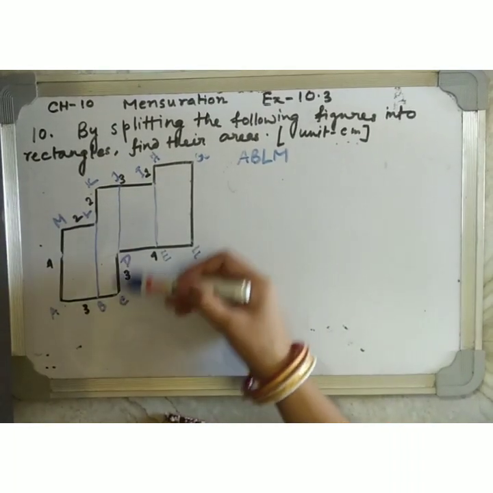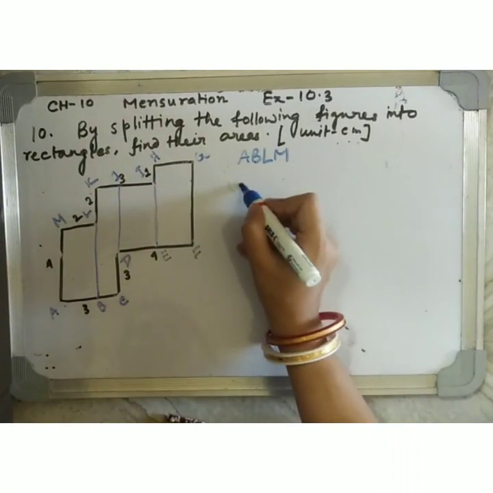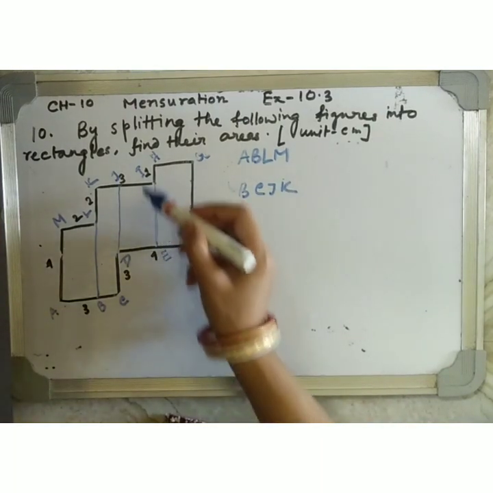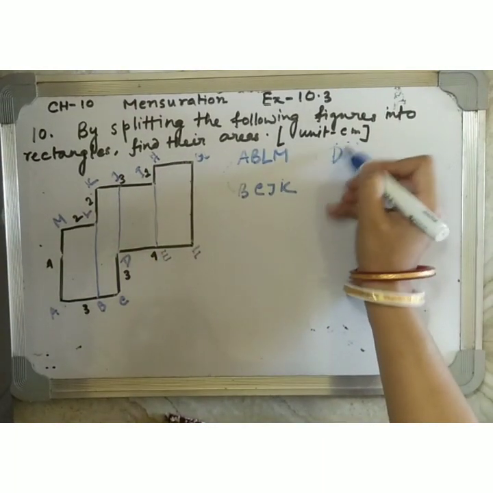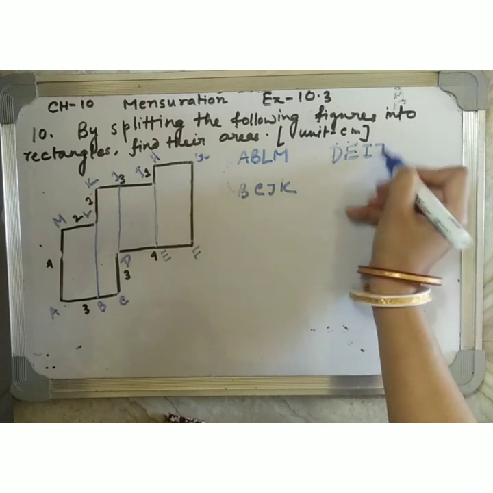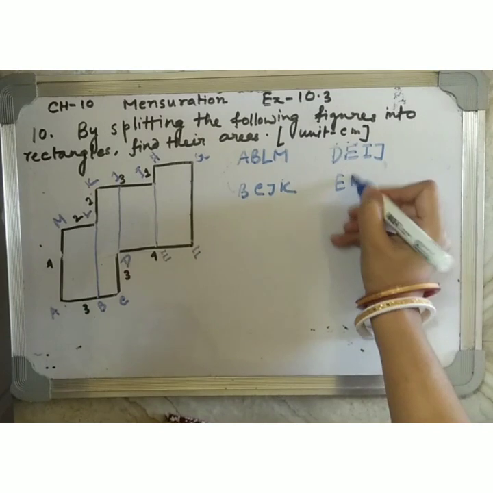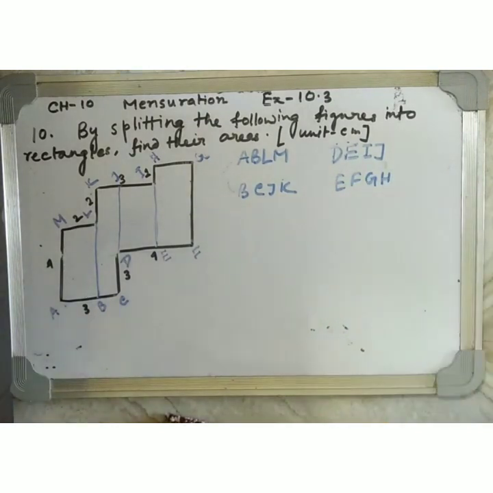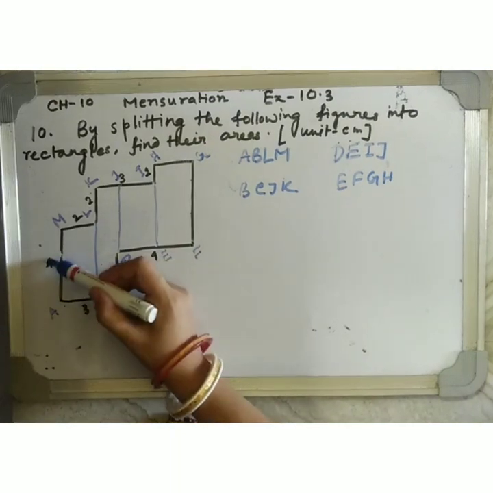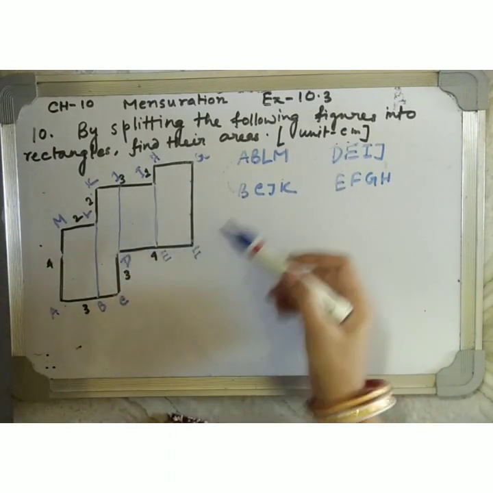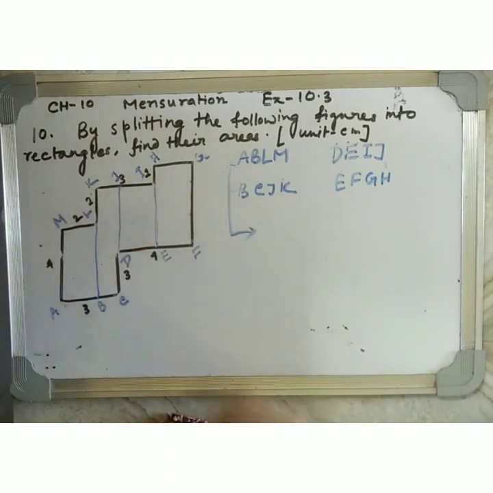Then B, C, J, K, D, E, I, J, and E, F, G, H. Okay, now what do we have to measure? We have to measure all the sides of these 4 rectangles. Now let's start from the rectangle ABLM.